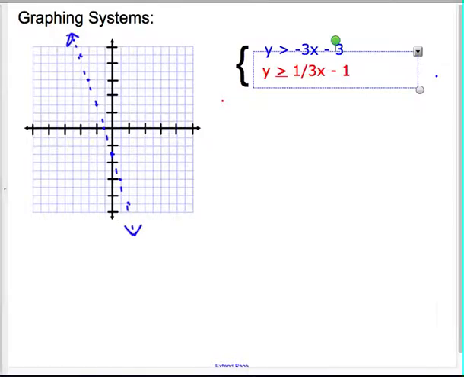For the red inequality, we have an or equal to, so this will be a solid line. Y-intercept at -1 and slope of 1/3, so rise 1, right 3 this time.